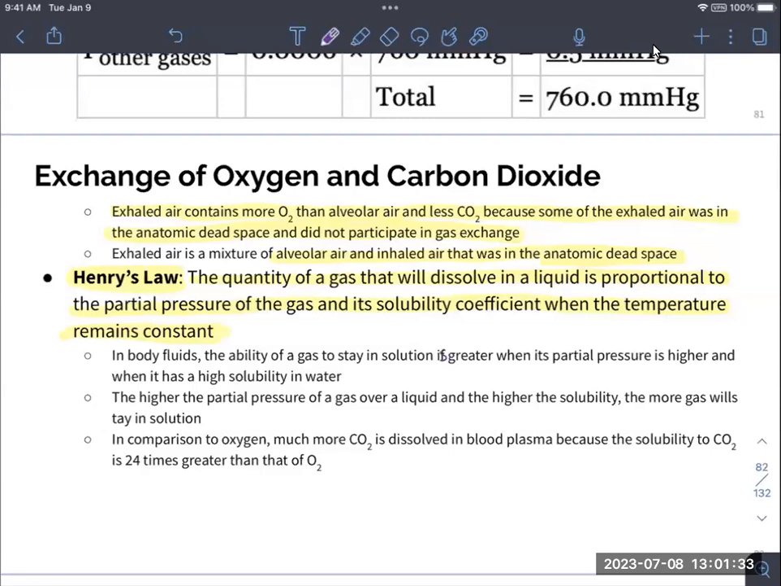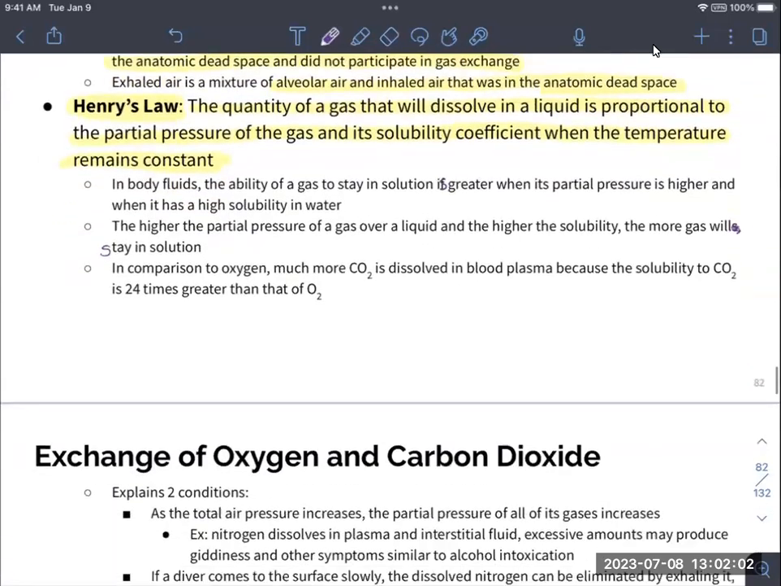The higher the partial pressure of a gas, the higher the solubility. The more gas will stay in a solution. There's a lot more carbon dioxide that is dissolved in that blood plasma because carbon dioxide is more soluble than oxygen is.